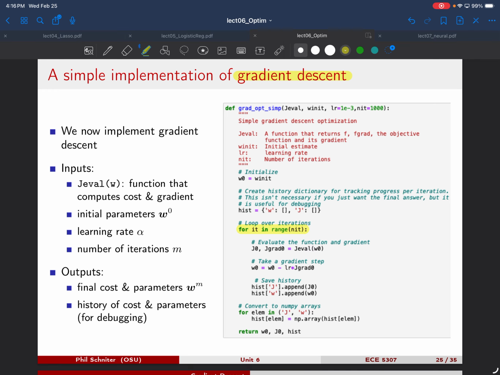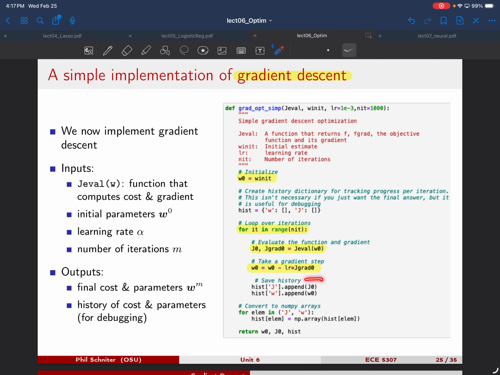And then when you look inside the for loop, you can see that, okay, we initialize our weights somehow, usually randomly. And then in our for loop, it's pretty simple. We compute our cost and gradient given the current weights, and we update the weights using our gradient descent rule. So the new weights equal the old minus the learning rate times the gradient.